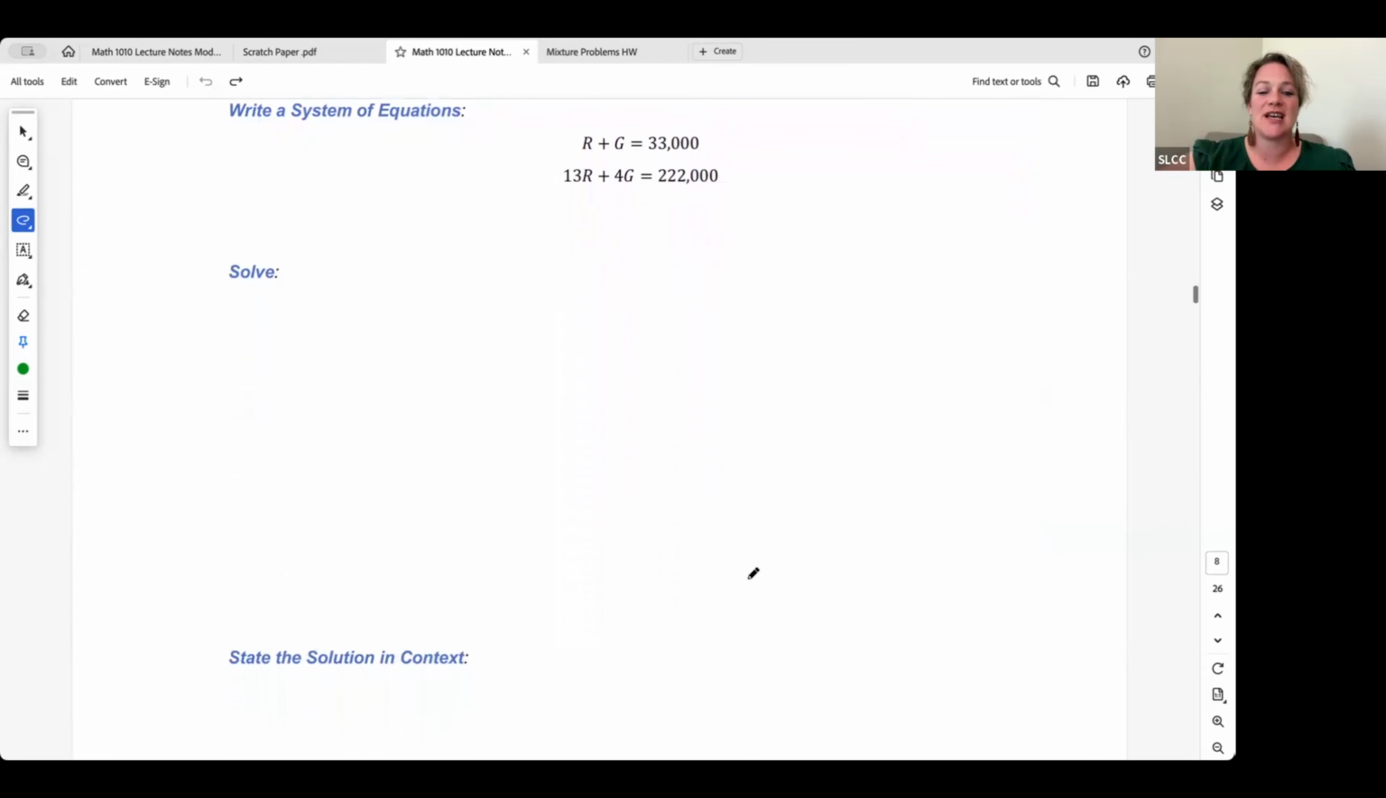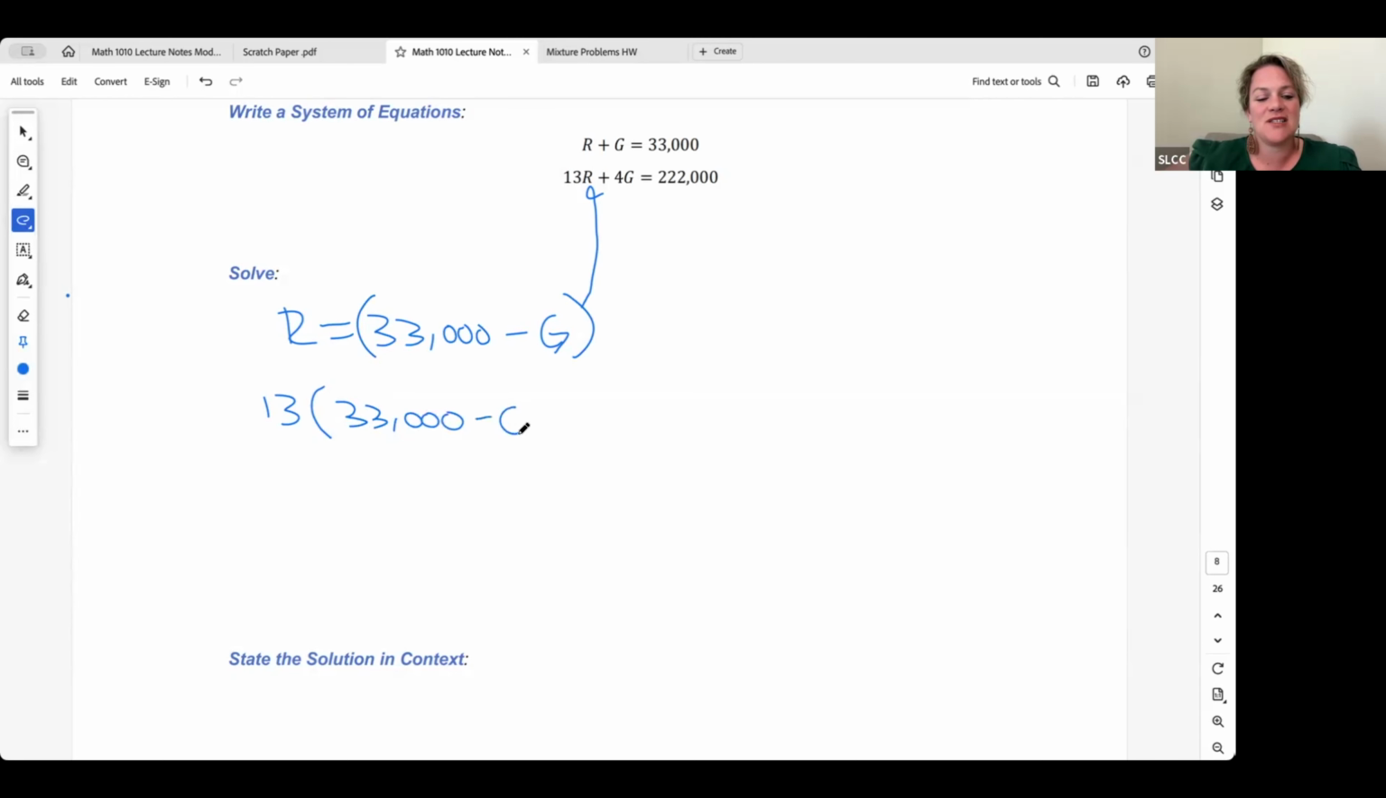Now let's go through the process of solving. The best way to solve these kinds of equations is to substitute the amount into the value. So you take the R plus G and solve for one of them. So R would equal 33,000 minus G. Then you plug this into R in the value equation. So 13 times (33,000 minus G) plus 4G equals 222,000.